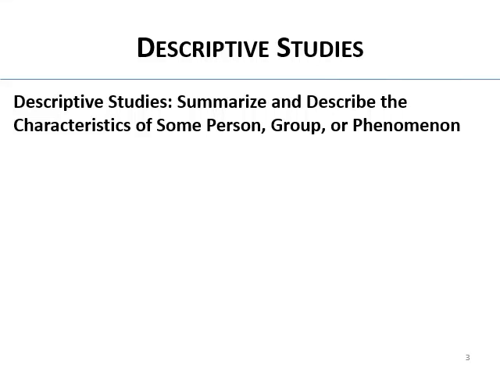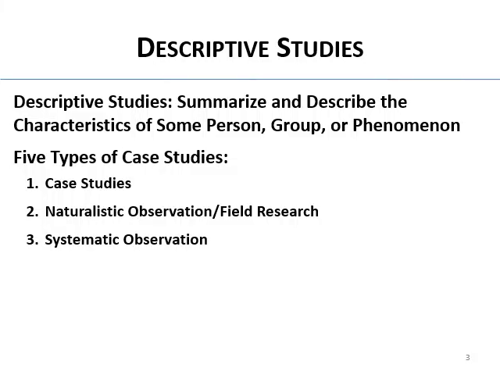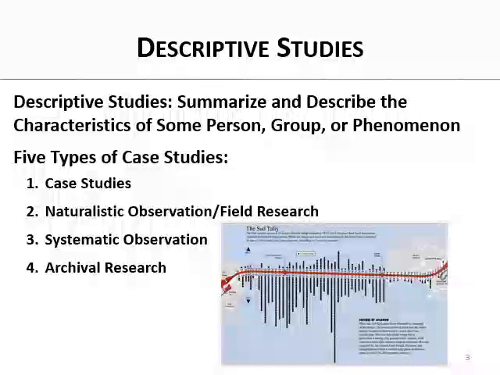So not so shockingly, descriptive studies describe things. So they summarize and describe the characteristics of some group, person, phenomena, and there are 5 types we're going to talk about today. There's case studies, naturalistic observation, also called field research, systematic observation, archival research, which is kind of fun, like that for example, is an analysis of folks who jumped off the Golden Gate Bridge, which side, and the frequency. And finally, survey research, which does end up getting its own lecture.